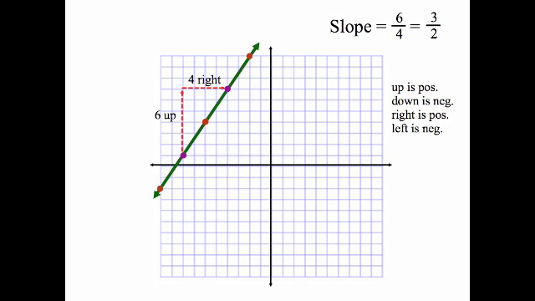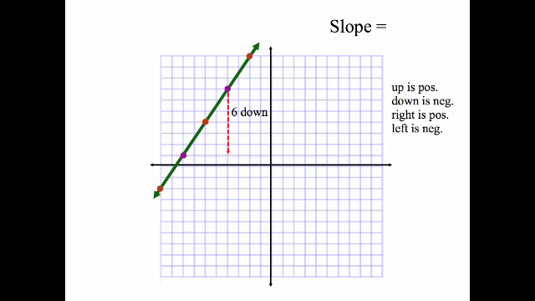But before we try it another way, it's worth noting that up is positive, down is negative, right is positive, and left is negative. So our slope of 6/4 was positive because 6 was up, which was positive, and the 4 went to the right, which was also positive.